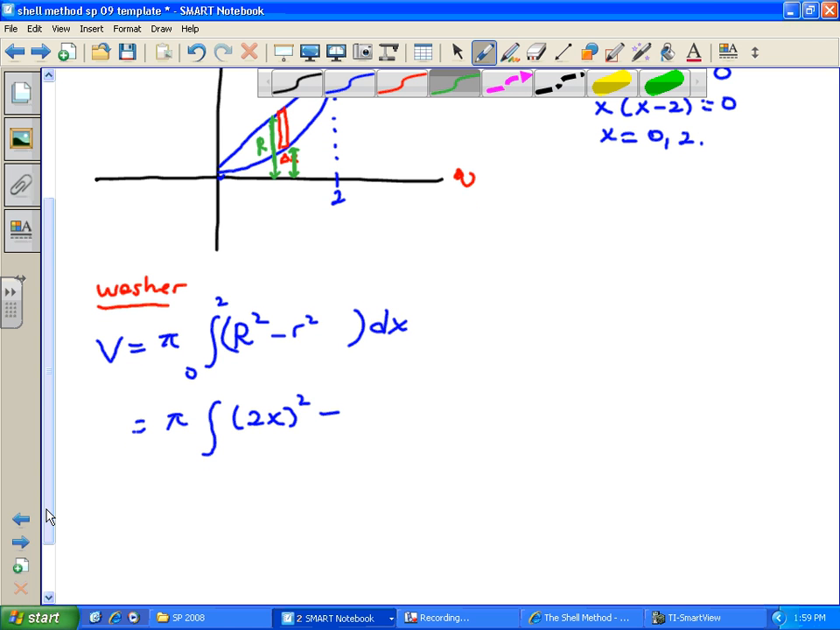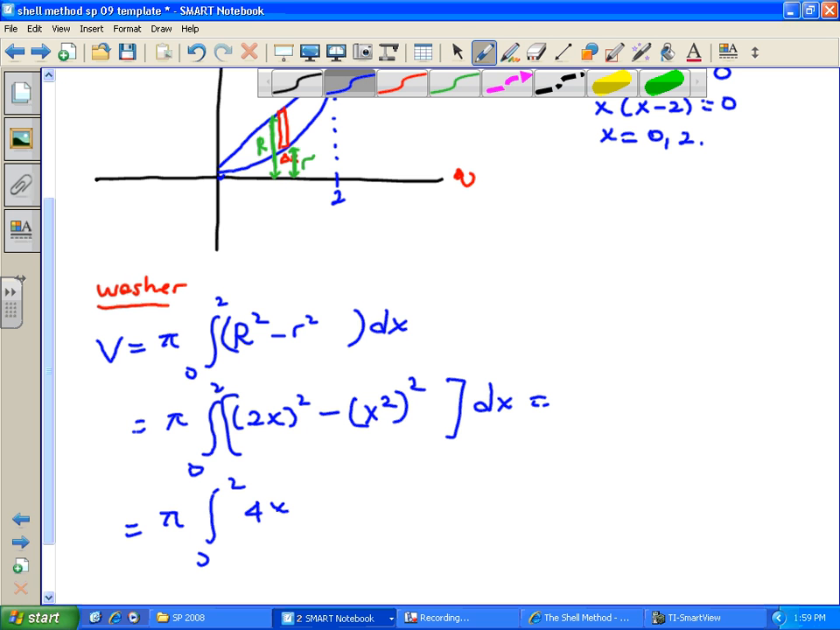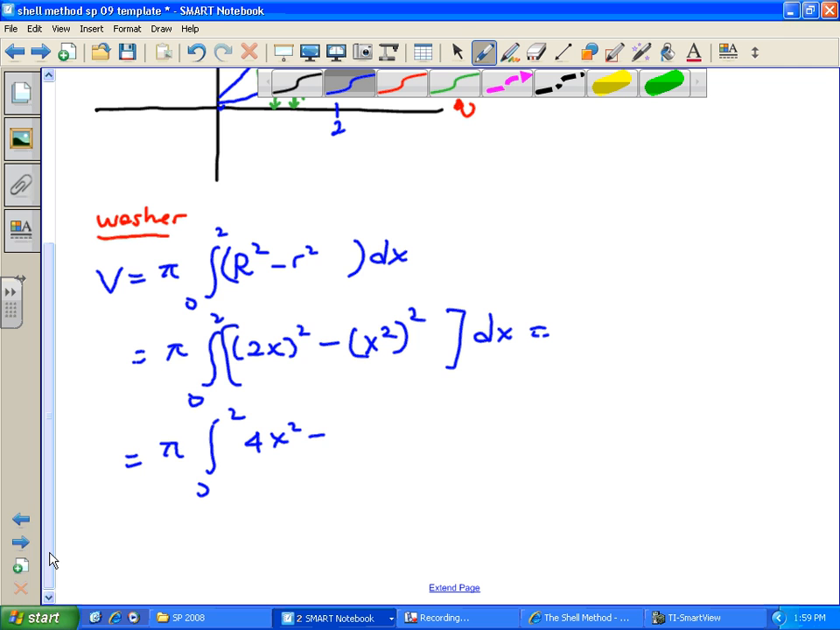But that has to be squared as well. Again, this is the inner radius r. That's the squaring function. But the formula says square that one as well. In simplified form, we are looking at pi times integral 0 to 2 of 4x squared minus what? X to the 4th dx. And again, I trust you're going to be able to integrate this. And the answer that you found was 64 pi over 15, correct? 64 pi over 15.